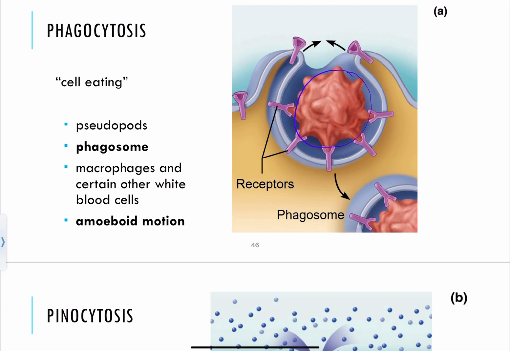So a lot of cells are capable of this. So things like macrophages are capable of phagocytosis, and some white blood cells. So for example, our neutrophils are also capable of this.